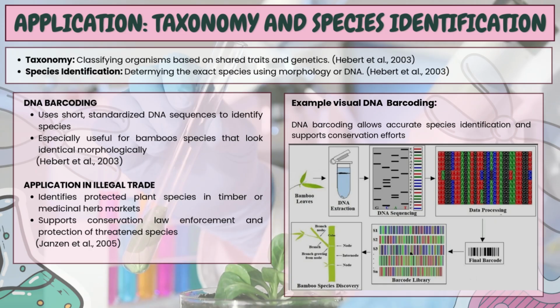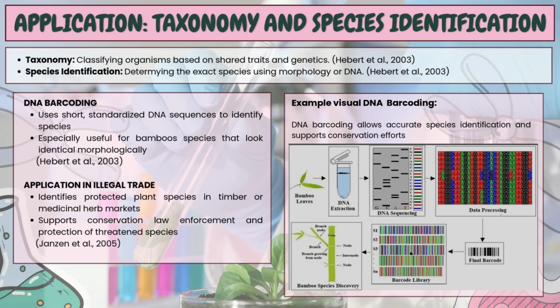DNA barcoding uses short, standardized sequences of DNA to identify species. Think of it like a genetic fingerprint. This method is particularly useful for species that are hard to tell apart just by looking at them. For example, in bamboo species, many different species can appear almost identical morphologically, but DNA barcoding can clearly distinguish them by comparing their genetic sequences.